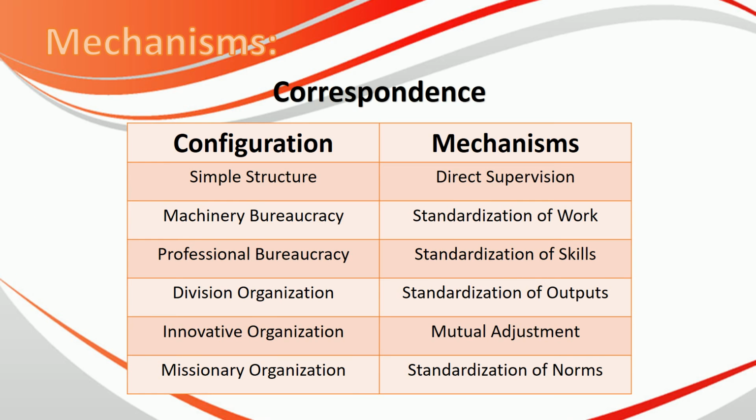For every category of configuration, there is one coordinating mechanism assigned. The mechanism for simple structure is almost the direct supervision from the top manager. For machinery bureaucracy, it is a standardization of work, which is the formalized procedures. For professional bureaucracy, it is a standardization of skills, which has outside rules. For division organizations, it is a standardization of outputs. For innovative organizations, it is a mutual adjustment among the specialists. And for missionary organizations, it is a standardization of norms.